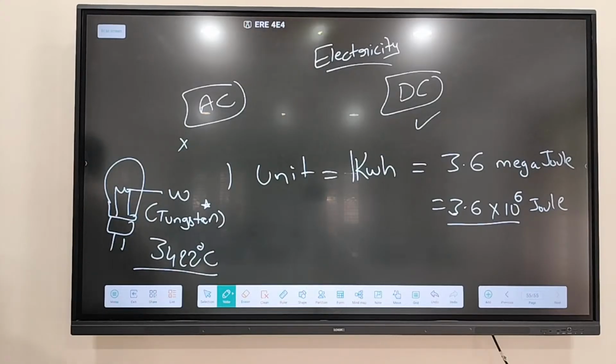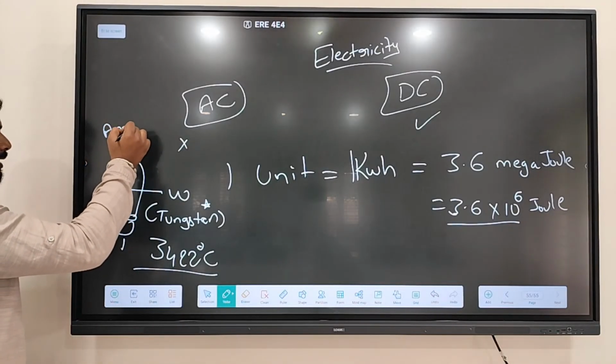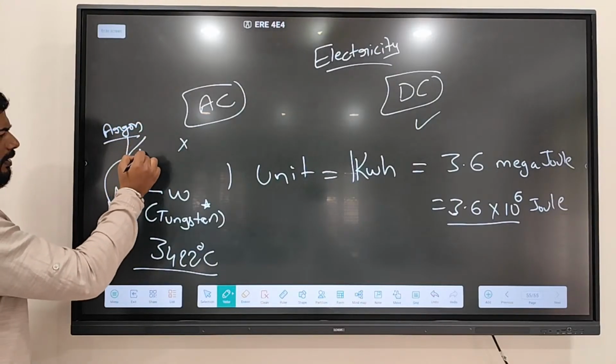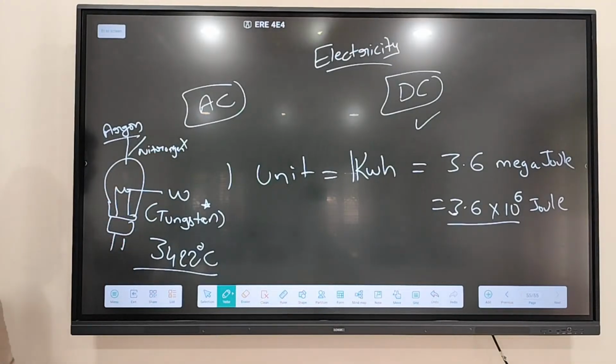And the air filled inside that bulb is not the normal air. It is argon, inert gas argon, or even nitrogen can be filled, to avoid any corrosion of that metal. Generally, metals corrode, oxidation happens, right? To avoid that, argon or nitrogen is in that.